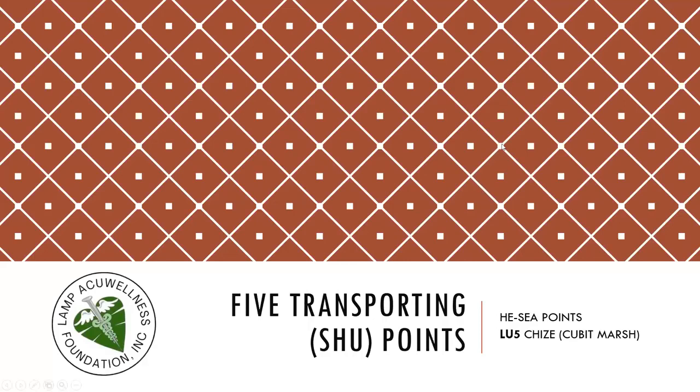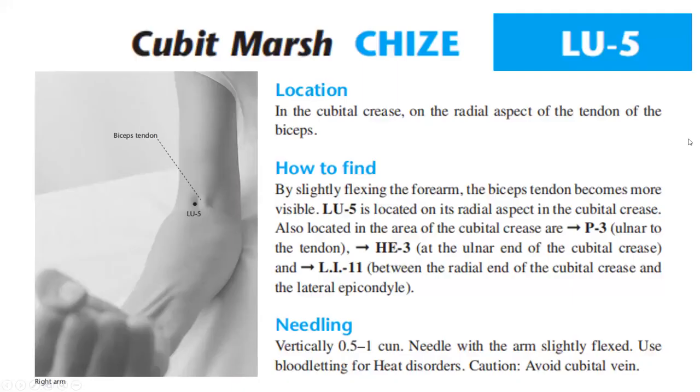Let's discuss the 5 transporting points. He Sea points, Lung 5, Chize, Cubit Marsh. Location: in the cubital crease on the radial aspect of the tendon of the biceps. How to find it? By slightly flexing the forearm, the biceps tendon becomes more visible. Lung 5 is located on its radial aspect in the cubital crease.